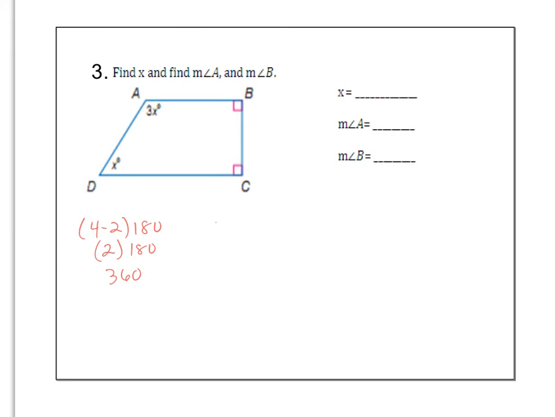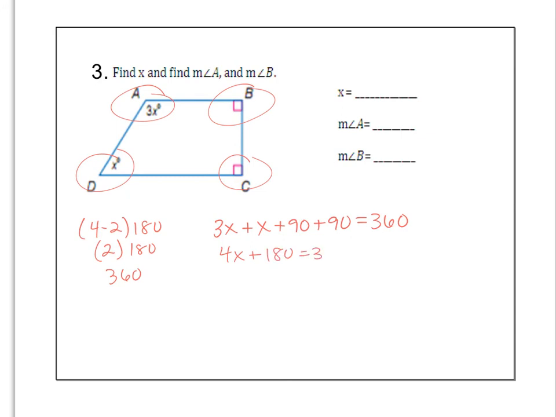But I can make an equation. I can say 3x plus x plus 90 plus 90 have to add up to 360. All four corners, A, B, C, D. If you add up all four corners, it should add up to 360. So we have 4x plus 180 equals 360. Combining like terms, minus your 180. 4x equals 180. Divide by 4. x equals 45.